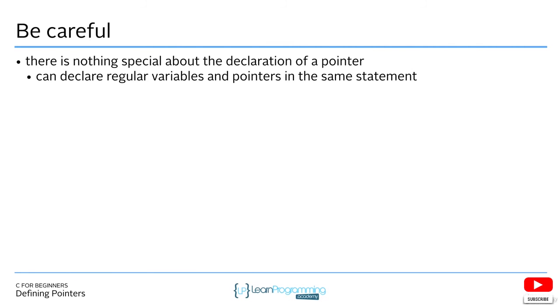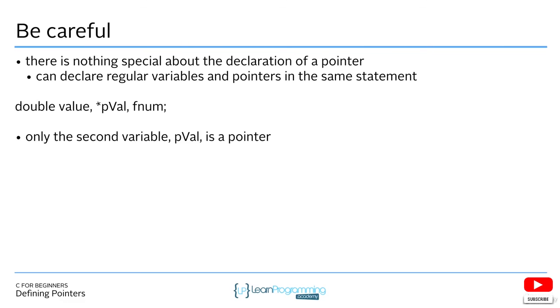Be careful though, because there's nothing special about the declaration of a pointer. You can declare regular variables and pointers in the same statement. So you could say double value, *pvalue, fnum. In this statement, only the second variable, pvalue, is a pointer. The other two are just doubles.